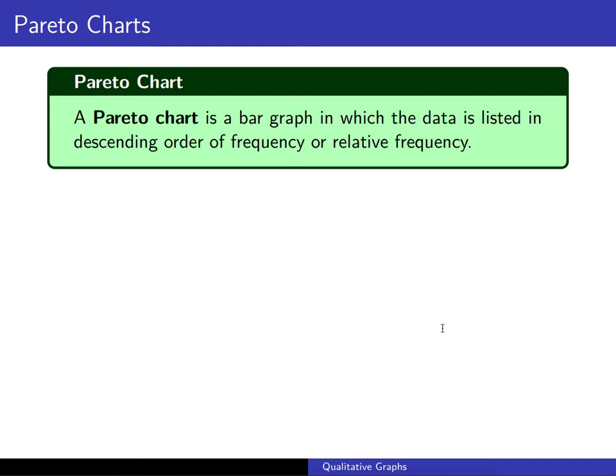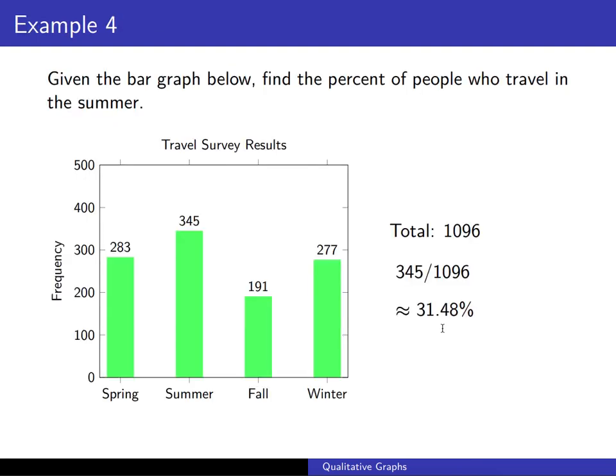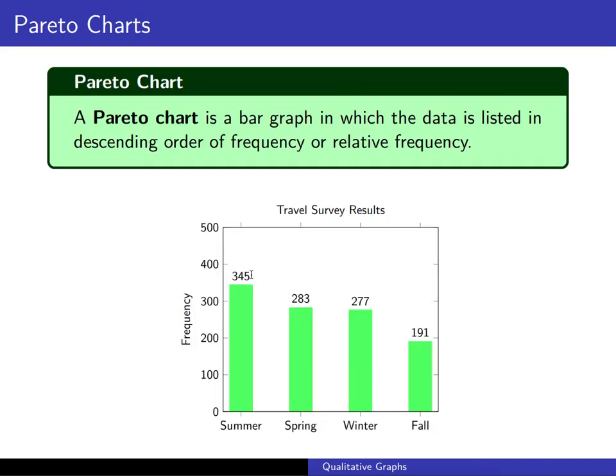Now, for our bar charts, we can also use what's known as a Pareto chart. A Pareto chart is nothing more than a bar graph in which the data is listed in descending order of frequency or relative frequency. So we start with our highest frequency value, which in this case is summer, and then we go in order from highest all the way down to lowest. If we organize from highest to lowest, we see that summer is followed by spring, followed by winter, followed by fall.